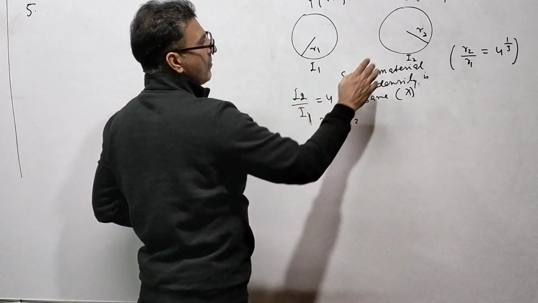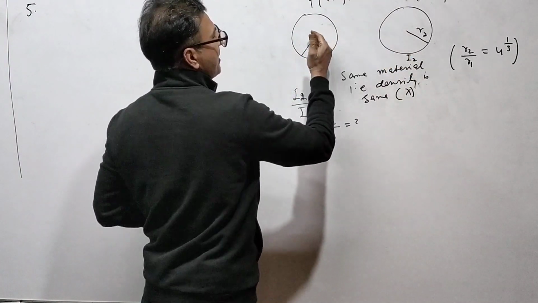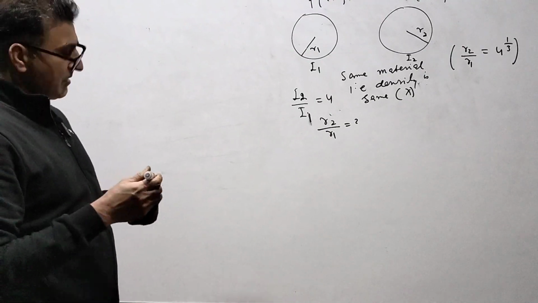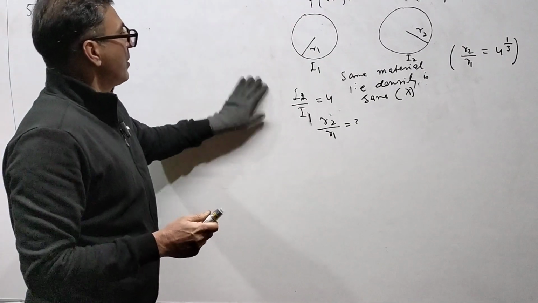What we have to find? What is R2 by R1? What is the ratio of their radii? इनके radii का क्या ratio है? That is what we have to find.